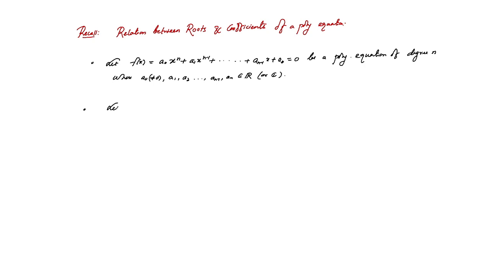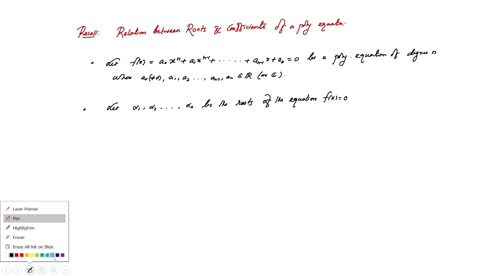Now let me consider, since the degree of the polynomial is n, it has n roots and no more. The roots may be either real or complex. So let alpha 1, alpha 2, up to alpha n be the roots of the polynomial equation f(x) equals 0. Then what can we write?